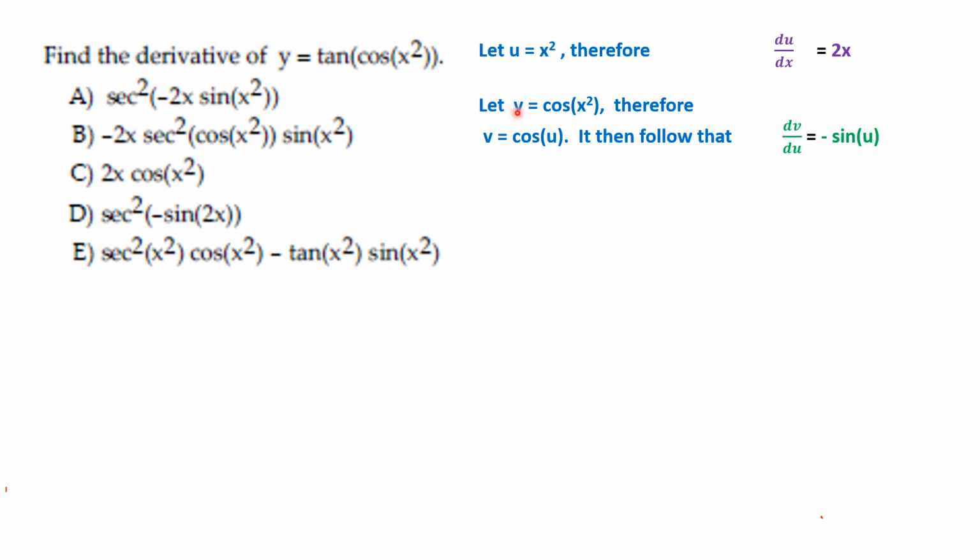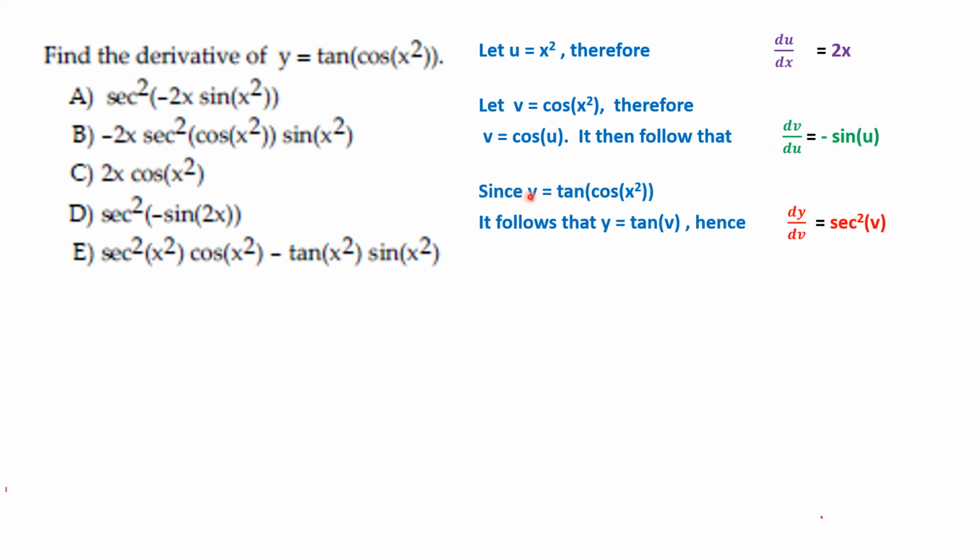So let v equal cosine x squared. Therefore, v is equal to cosine, and instead of x squared, we use u. So v equals cosine u. It then follows that dv by du is equal to negative sine u.